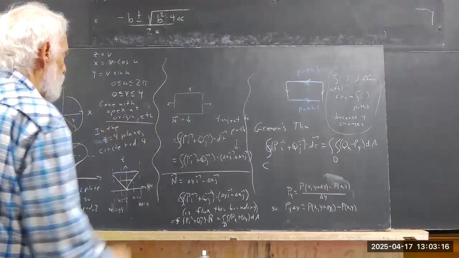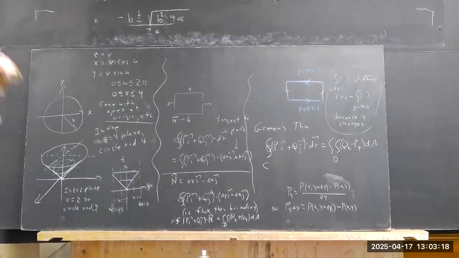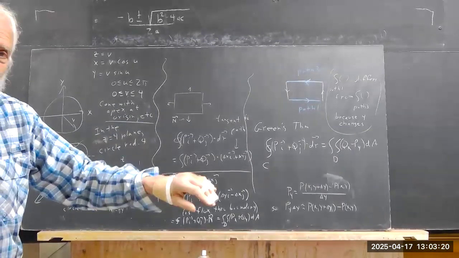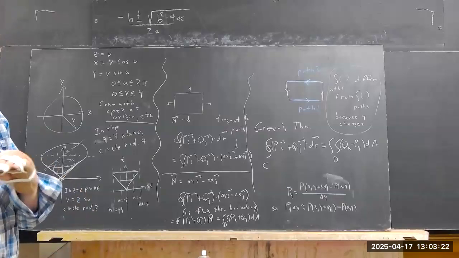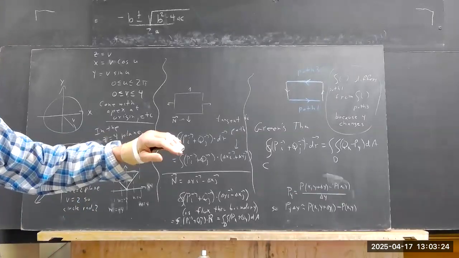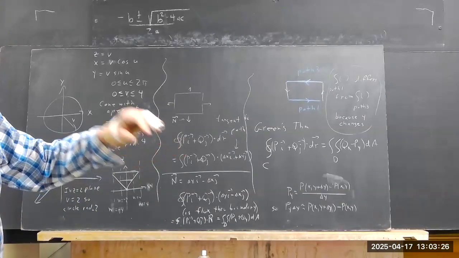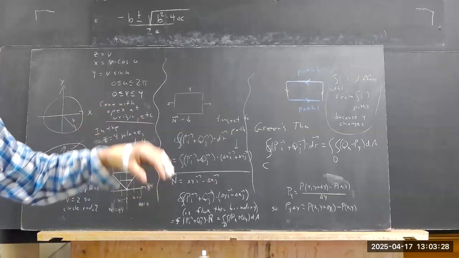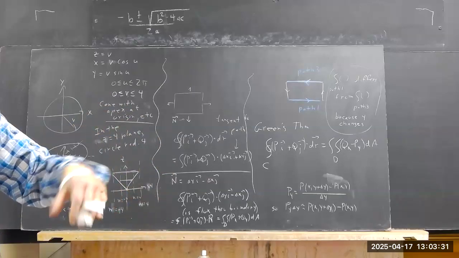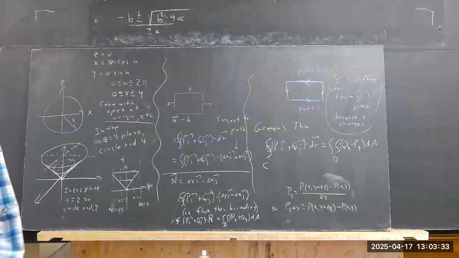And I don't have room to write out all the characteristics, but the cross sections parallel to the XY plane are the circles x squared plus y squared equals z squared. Okay. And I should write that.